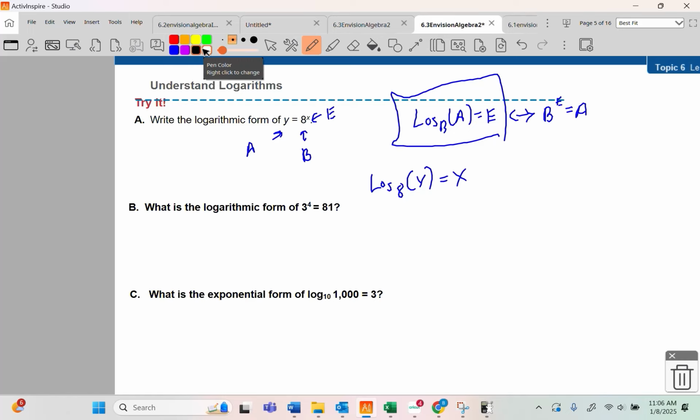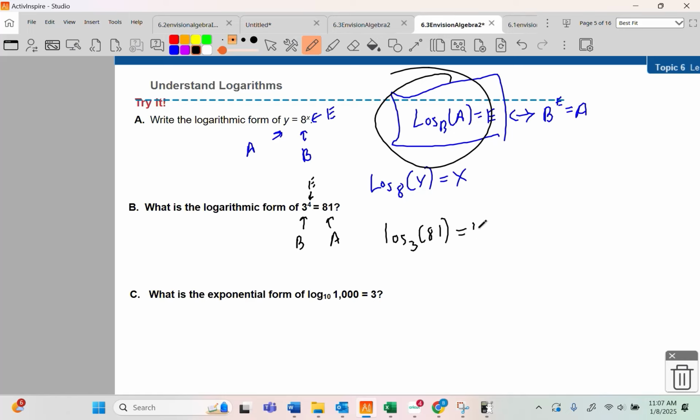So on the second one, kind of the same idea. 3 is a base because bases have exponents, and this must be the answer. And then just plug into that. It is so simple. I will have a logarithm of base 3. I will have an argument of 81, and it will equal 4. And this, by the way, is true because 3 to the 4th is 81.